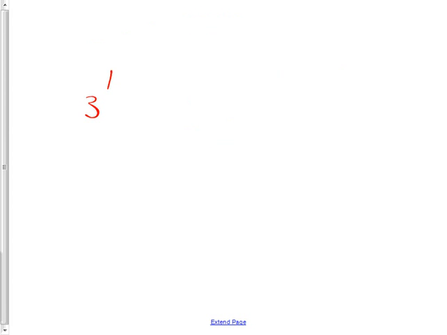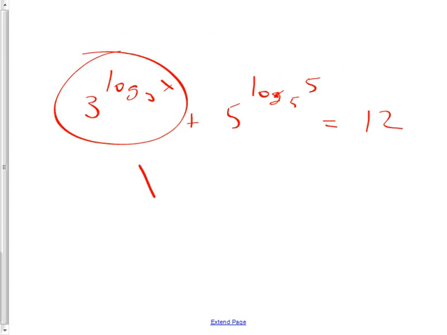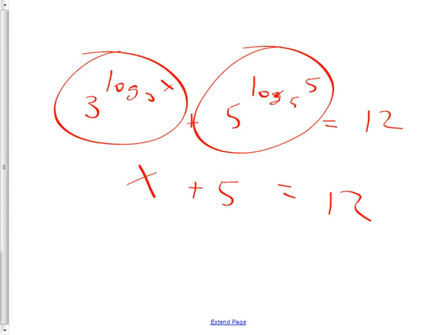So what if I said 3 to the log base 3 of x plus 5 to the log base 5 of 5 is equal to 12. Should we be able to solve that? What's this part? X. What's that part? 5. X plus 5 is equal to 12. X must be 7. Get that?